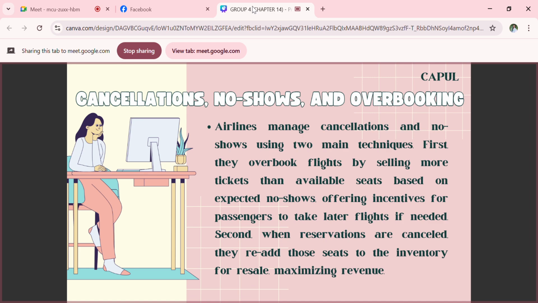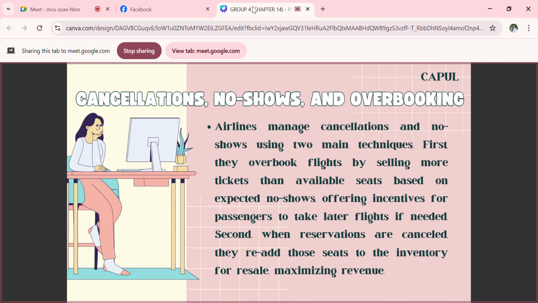The first one is overbooking, which involves selling more tickets than there are seats available. This strategy is based on the understanding that a certain percentage of customers will not show up for their flights. If all passengers do arrive and the flight is overbooked, airlines may offer incentives such as vouchers or alternative flights to encourage some travelers to take a later flight instead.